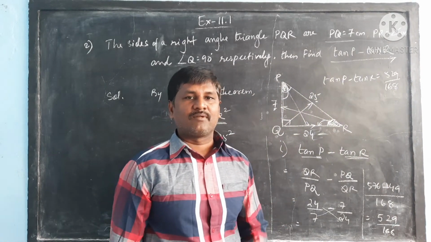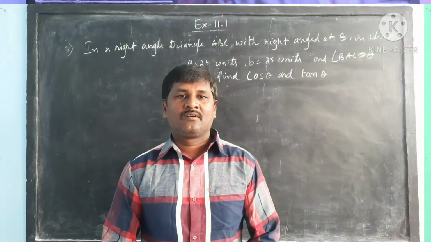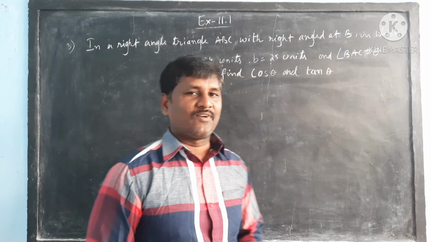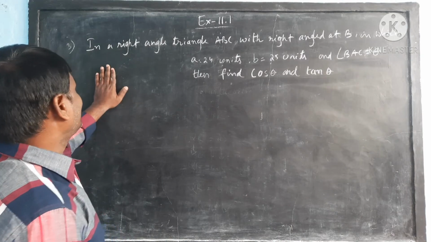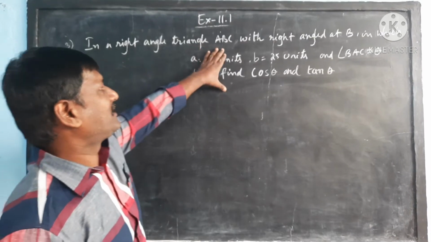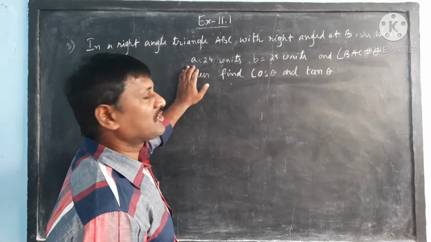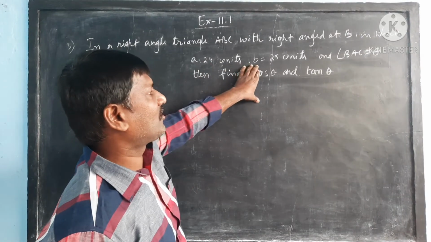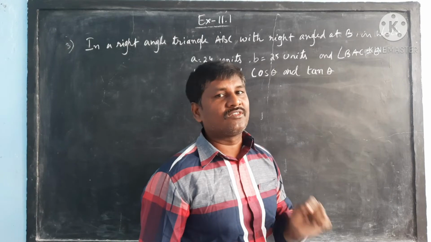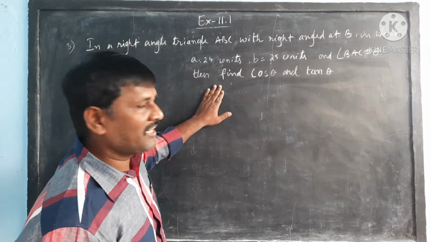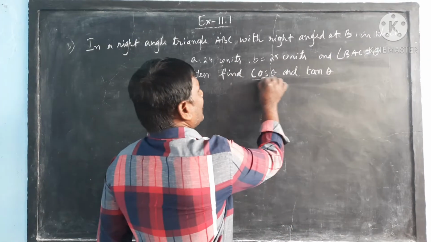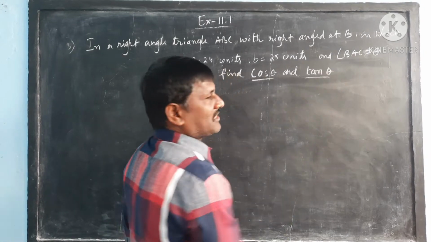Now let's move to the next question, the third question of exercise 11.1. The question is, in a right angle triangle ABC with right angle at B, a is equal to 24 units, b is equal to 25 units, and angle BAC is equal to theta. Then find cos theta and tan theta.